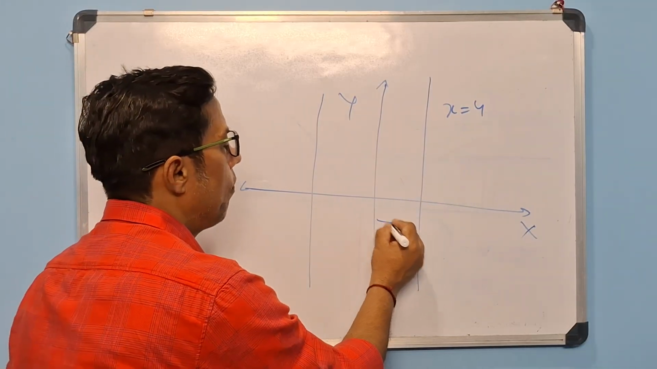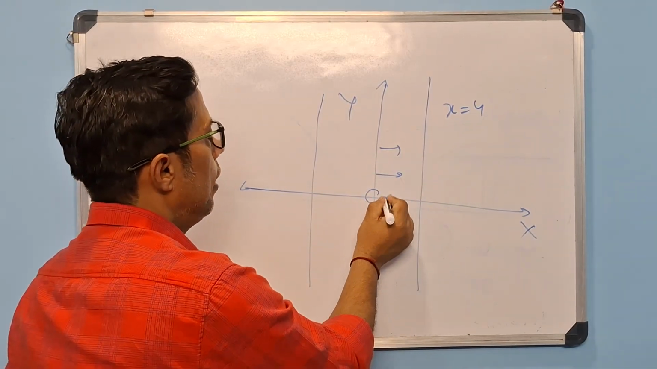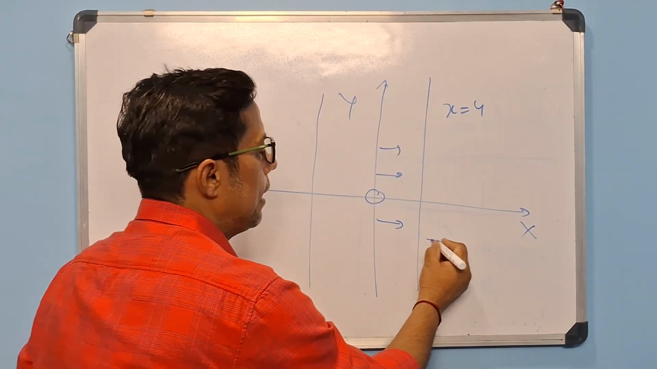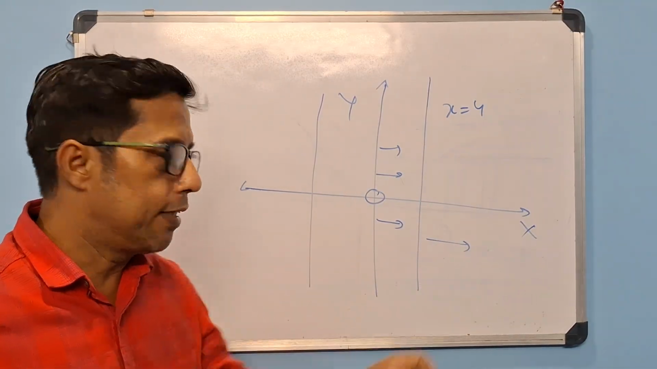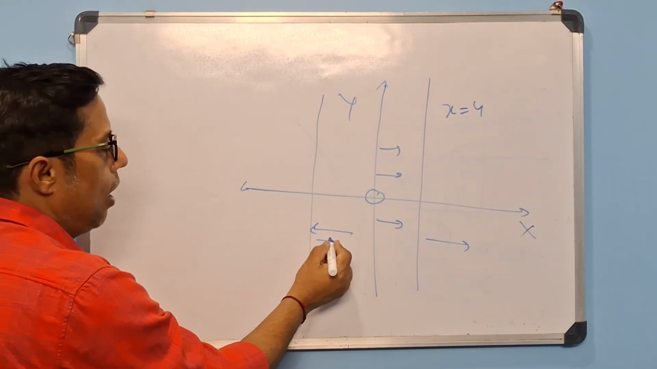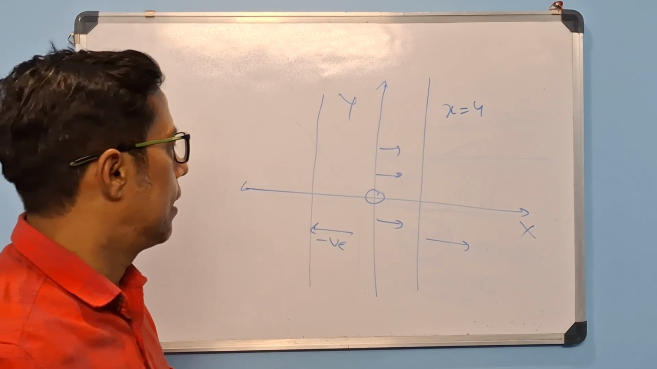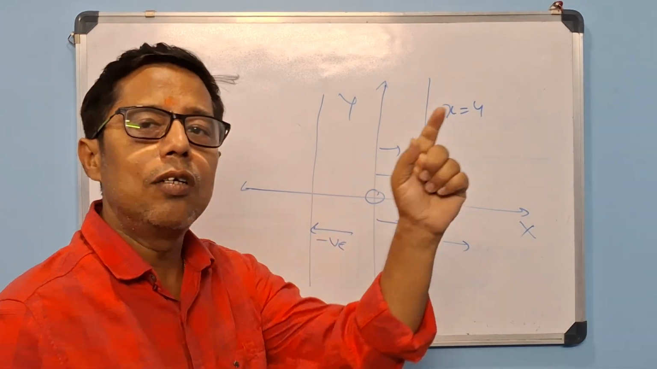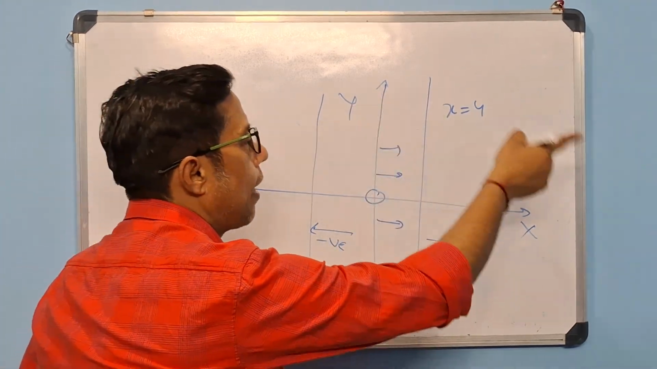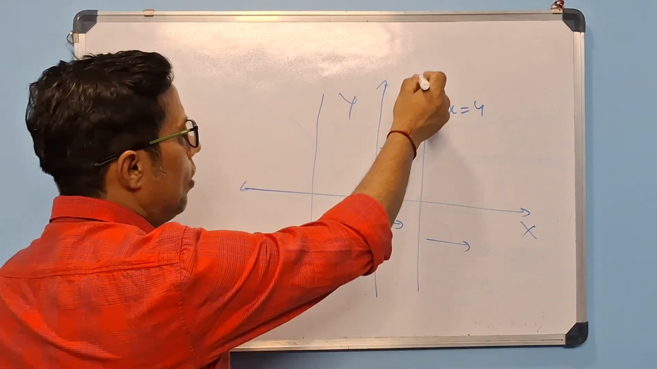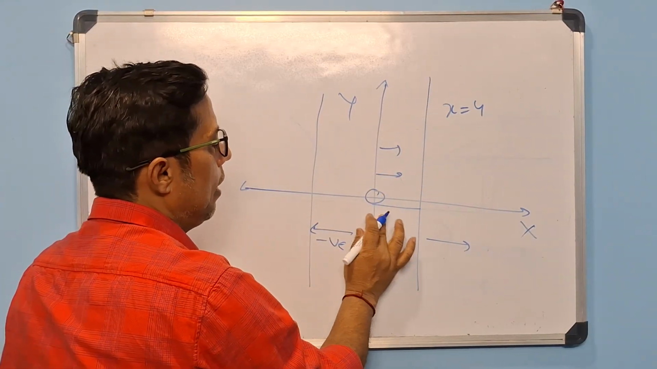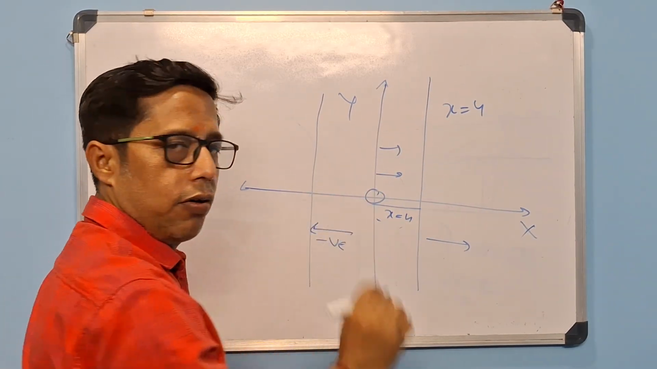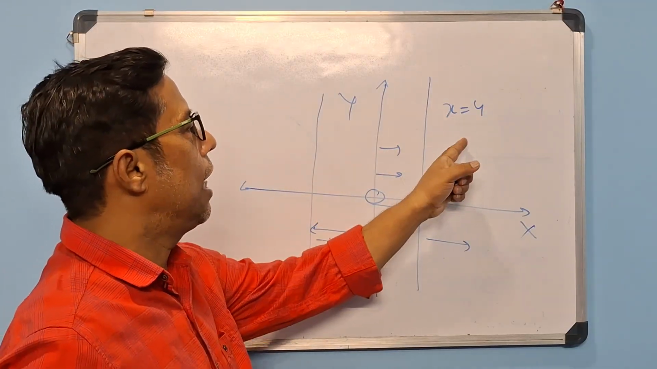So the line will be in the forward direction, because this is the origin and this is the positive direction of the x axis and this is the negative direction of the x axis. So they have mentioned x is equal to positive 4. So the line will be to the right of the y axis. So this is the line, and this intercept is x is equal to 4. Fine. So the equation of the straight line will be this.